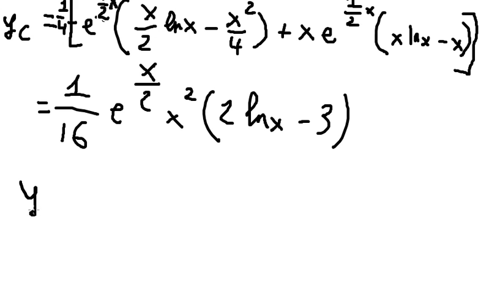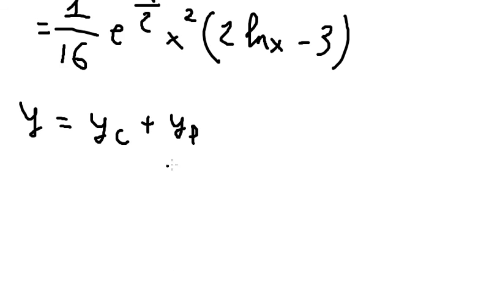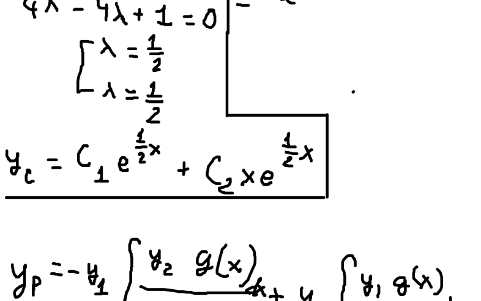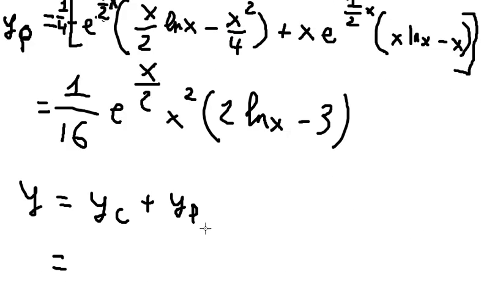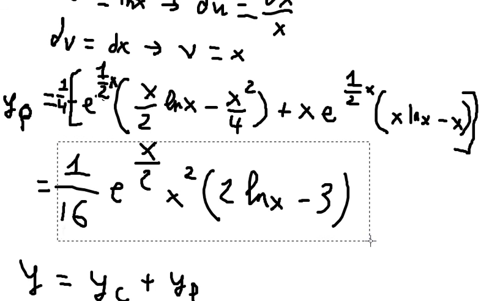Now we combine the answer. Or this is yp, not yc. So yc, we have this one. And yp, that is this one.